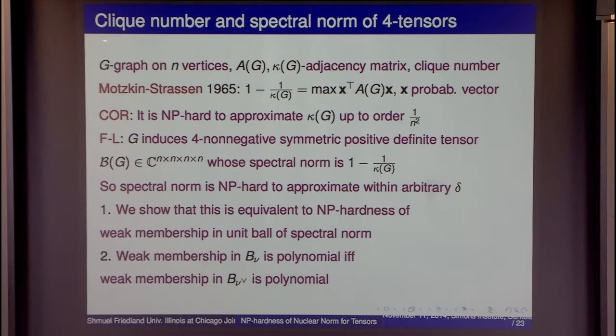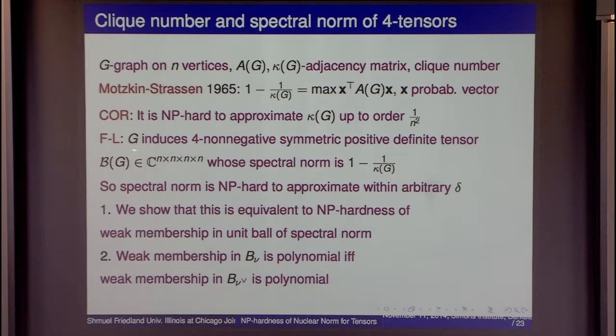So this is, as I said, that if I can compute the spectral norm of special four-tensors, it is exactly equivalent to computing the clique number of a graph. So let's see that. We have a graph on n vertices, A_G is its adjacency matrix, symmetric, and kappa(G) is the clique number. There is a very nice and simple result of Motzkin-Straus that says that if you take the maximum of the quadratic form over probability vectors, it is exactly 1 minus 1 over kappa(G). Therefore, it's NP-hard to approximate kappa(G) up to order 1 over n squared, because kappa(G) is an integer.